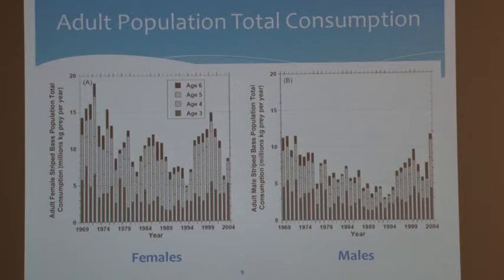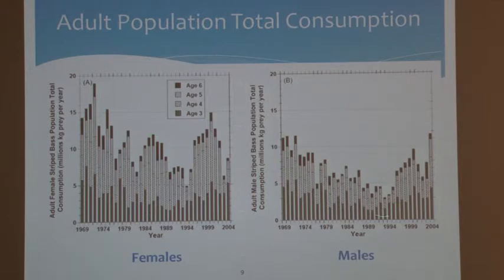Similar figure for the adult population total consumption. Again, your y-axis is in millions of kilograms of prey per year. And you've got a difference in males and females. So again, a lot of variability year to year, and it does trend fairly similarly with the abundance estimates.